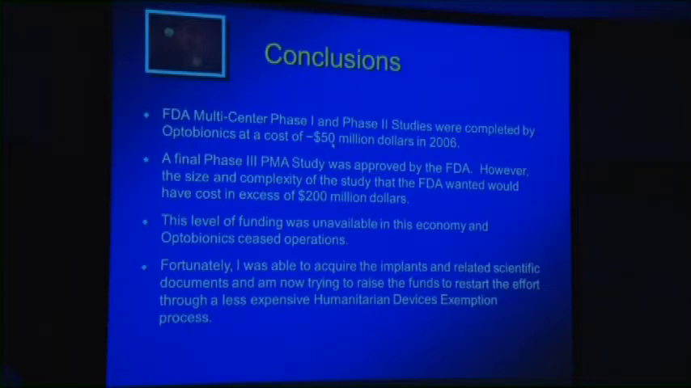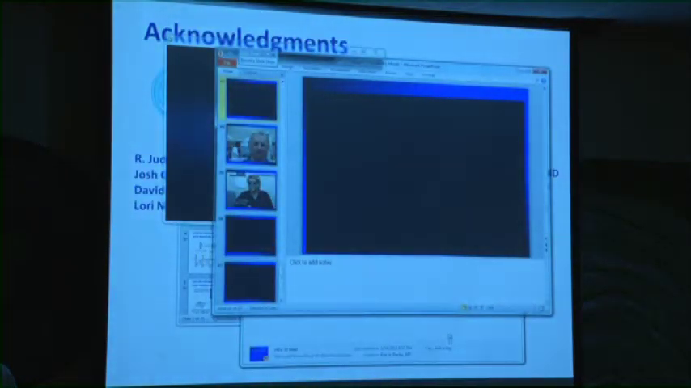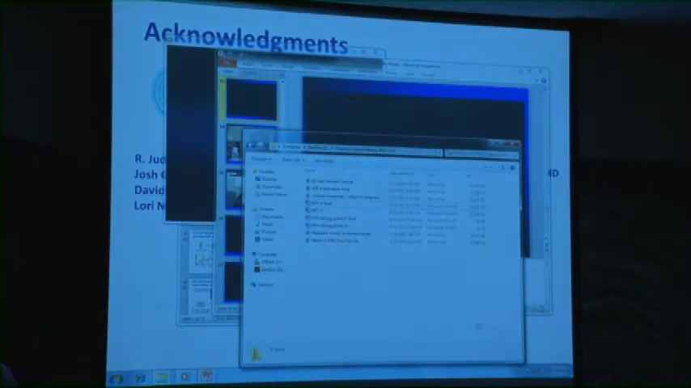We had spent about $50 million going through the phase 1 and phase 2 period. The final phase 3 was actually approved by the FDA, but the size of the study they wanted would have cost around $200 million, probably more. Unfortunately, there was no funding for this kind of study, and Aquabiotics unfortunately ceased operations. Fortunately, I was able to acquire the implants and the related scientific documents. We're now in the process of trying to raise funds for a humanitarian device exemption study.